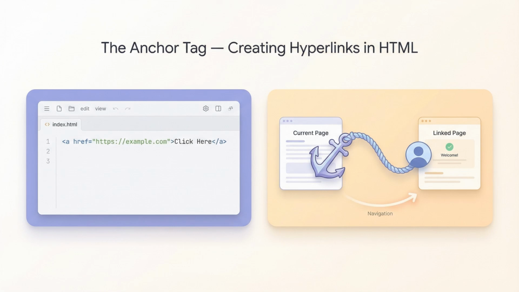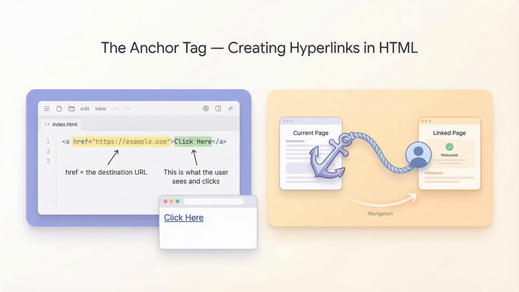One of the specific HTML tags introduced here is the anchor tag, written as just the letter A in HTML. Its job is to create links. The instructor uses a great analogy. Think of an anchor on a boat. It grabs hold and doesn't let go. Similarly, when you click an anchor tag link, it grabs you and pulls you directly to the destination URL. That's exactly what hyperlinks do.